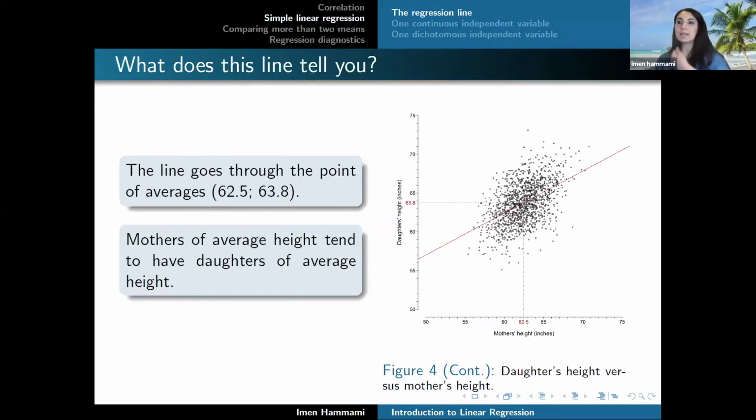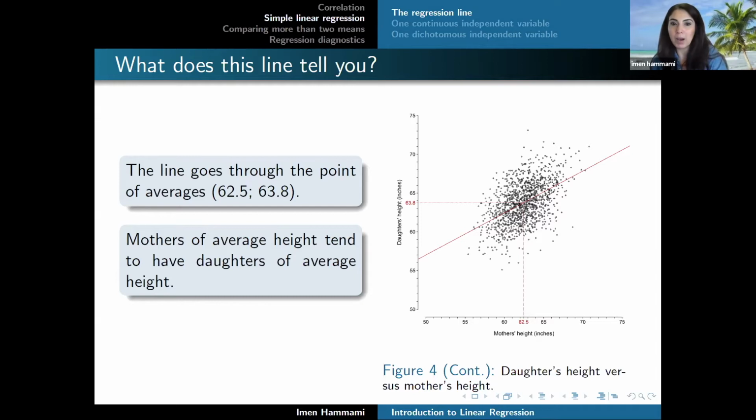As I said, my assumption is that a daughter whose mother is average height is going to be average height. If my mother is tall, I'm going to be tall. Anyways, this is the point of the averages, the point of means. That point belongs to the line. This is the first thing that I'm learning today.